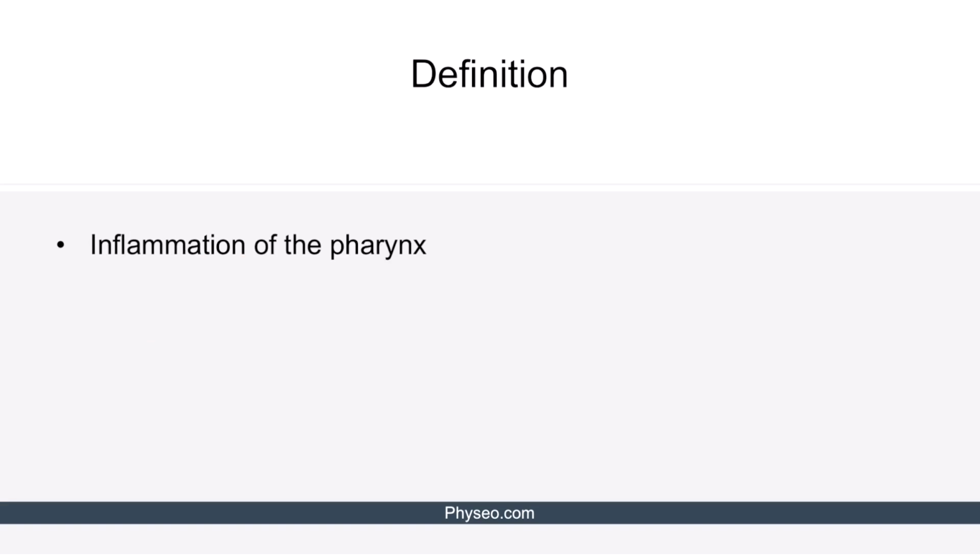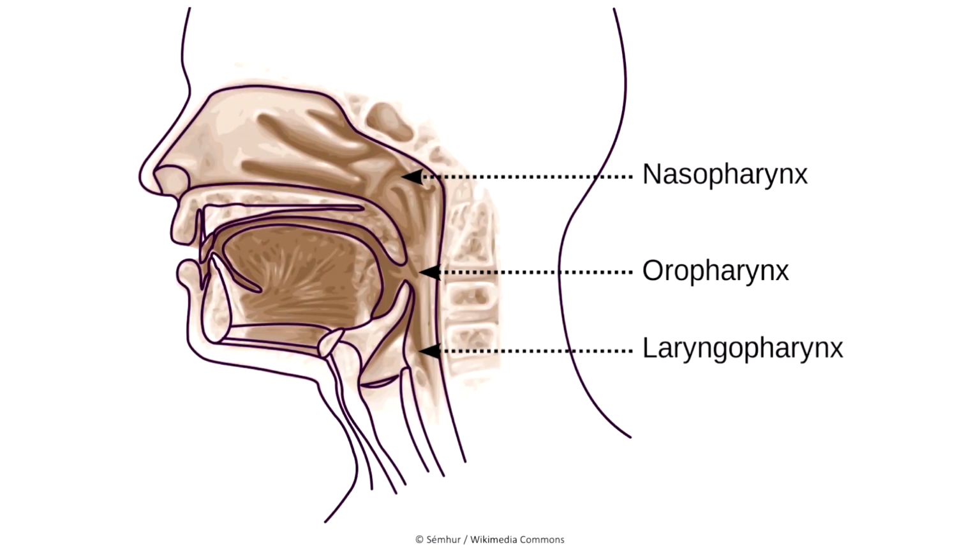Simply put, pharyngitis is defined as inflammation of the pharynx. The pharynx is a hollow tube inside the neck that starts posterior to the nose and ends superior to the trachea and the esophagus. It's divided into three components: the nasopharynx, the oropharynx, and the laryngopharynx. Inflammation in any part of the pharynx would qualify for a diagnosis of pharyngitis.